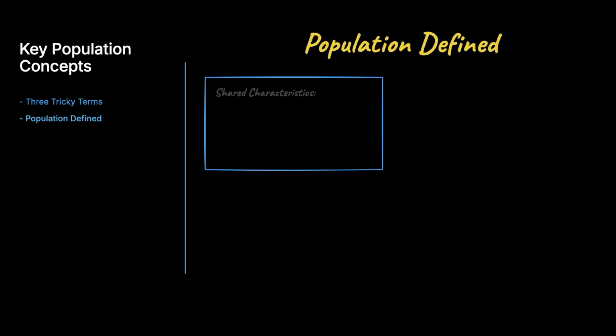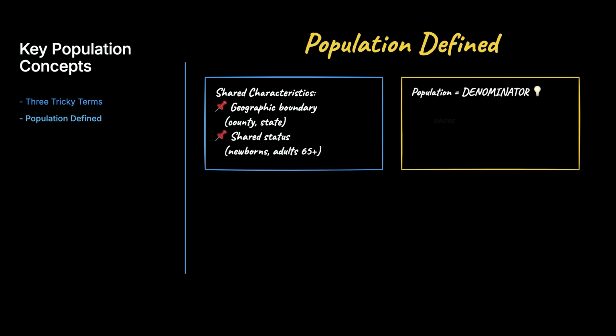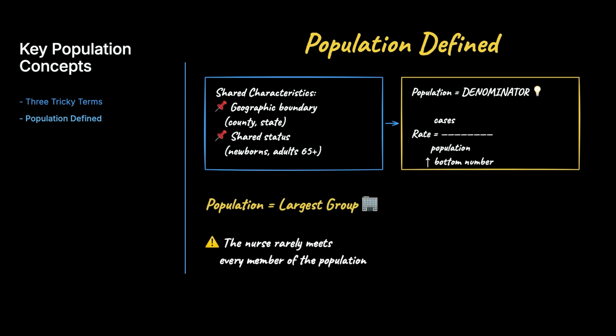A population is the largest group under consideration. It is defined by one or more shared characteristics, usually a geographic boundary like a county or state, or a shared status like all newborns or all adults over 65. The word implies a denominator, the bottom of a fraction in a rate. The nurse rarely meets every member.